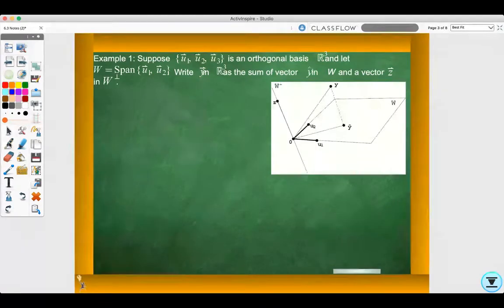Let's look at example 1. Suppose that u1, u2, u3 is an orthogonal basis for R3 and let W equal span u1, u2. Write vector y in R3 as a sum of vector y hat in W and vector z in W perp. So first, we want y to be the sum of y hat and z.